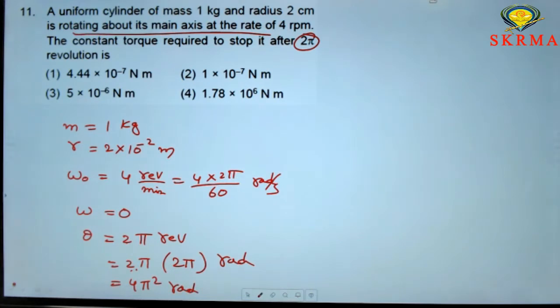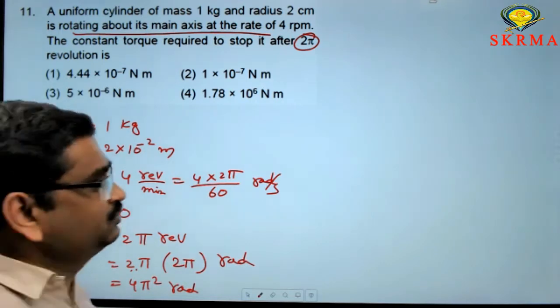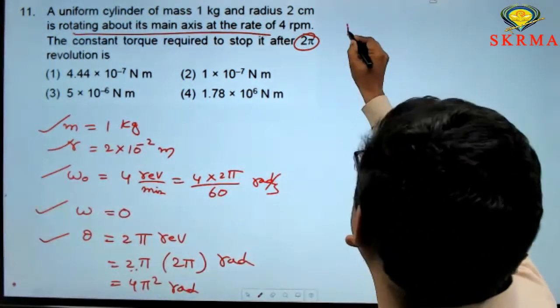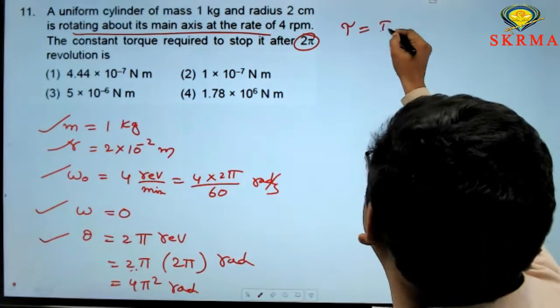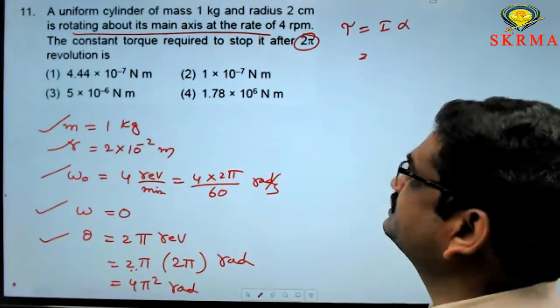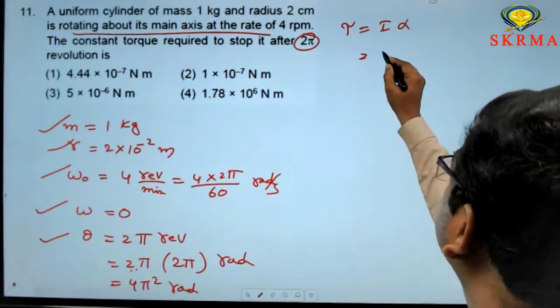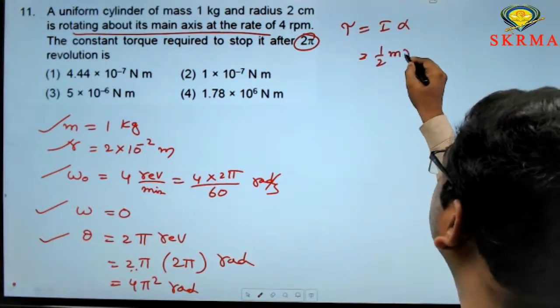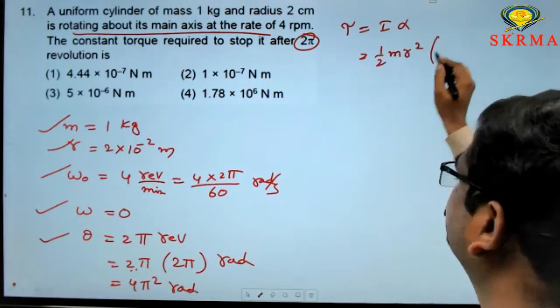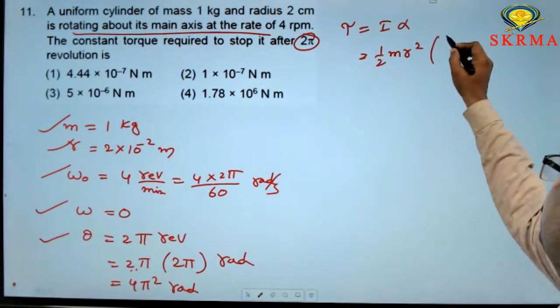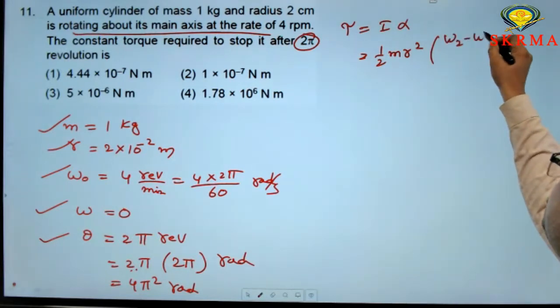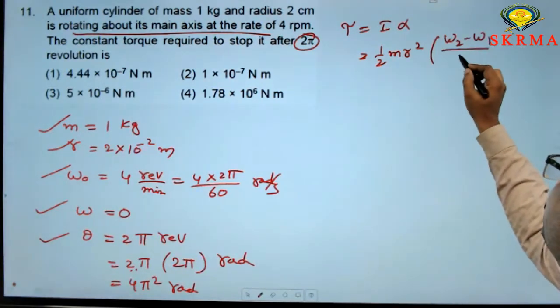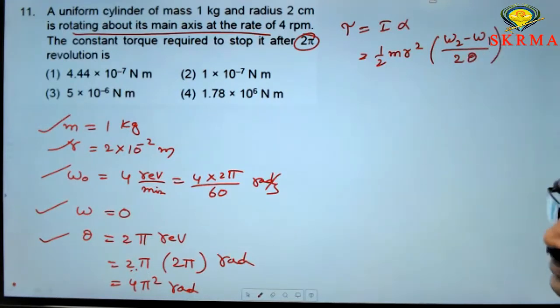So these are the quantities: mass, radius, initial angular velocity, final angular velocity. Angular displacement is given. Now we need to calculate the torque. Torque equals I alpha. I, as this is a uniform cylinder, is 1 by 2 mr square, the moment of inertia. Alpha, the angular acceleration, is final angular velocity minus initial angular velocity, by 2 into displacement.